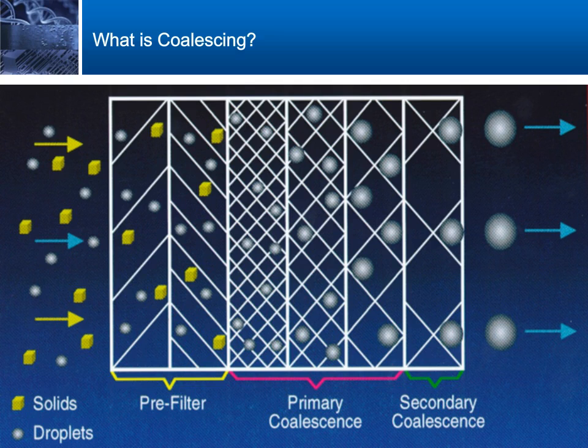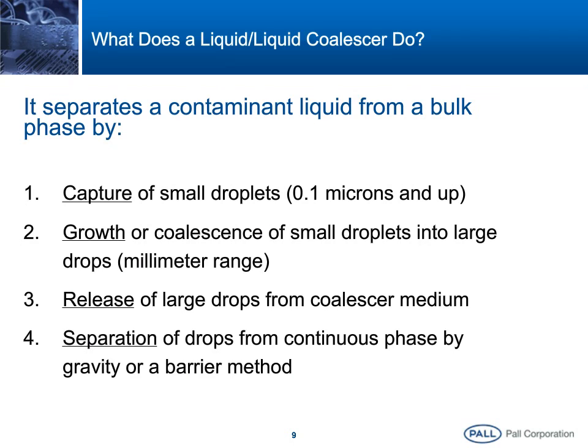This slide reinforces what was mentioned on the last one. How does a liquid-liquid coalescer behave? The first thing it does, it captures the small droplets. The initial capture of the fine droplet is an important measure of the efficiency of a coalescer. This is where the coalescer is much better than your conventional separation devices like a knockout drum or a vane pack or a mesh pad.